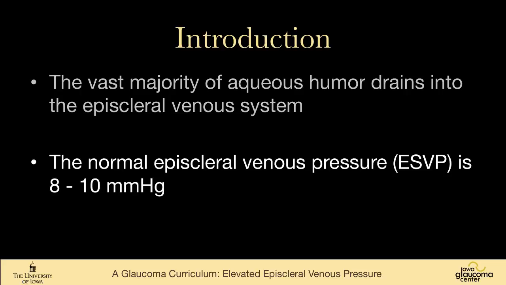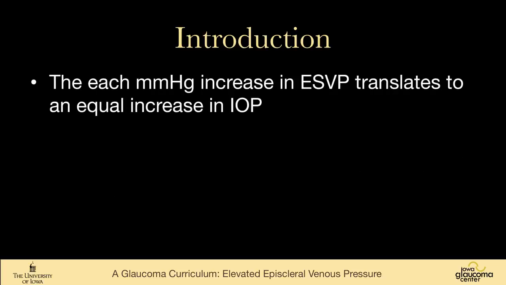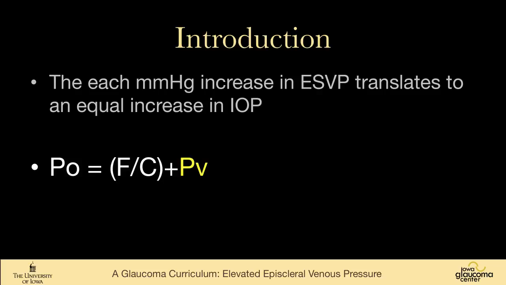The normal episcleral venous pressure, and we'll abbreviate that ESVP, is 8 to 10 millimeters of mercury. So that's the theoretic minimum pressure you can get by increasing aqueous outflow through the trabecular meshwork. And each time you increase the episcleral venous pressure by 1 millimeter of mercury, in theory that would make the pressure go up based on the Goldmann equation, where PV, episcleral venous pressure, adds on to whatever the formation and outflow is.